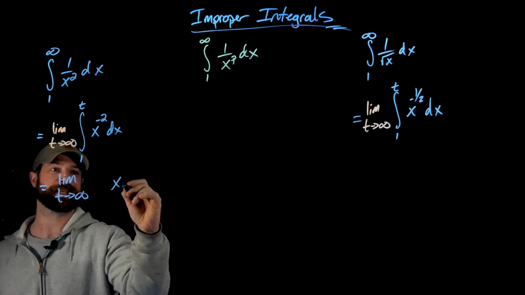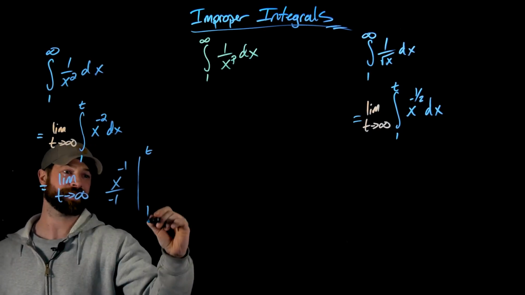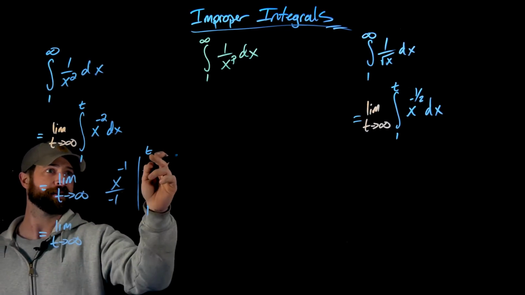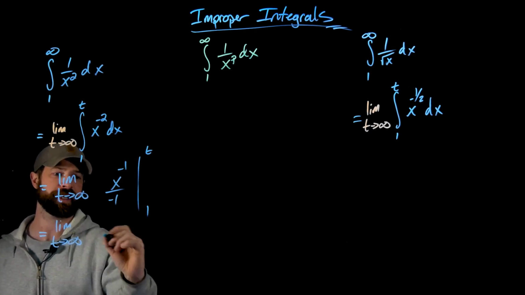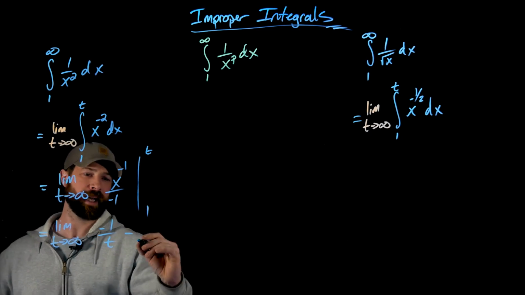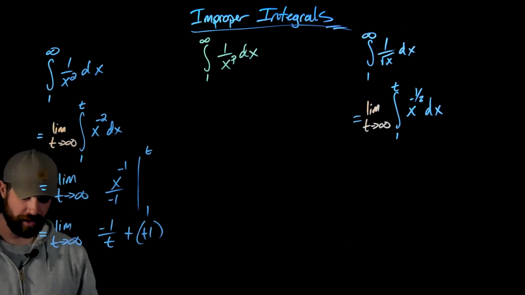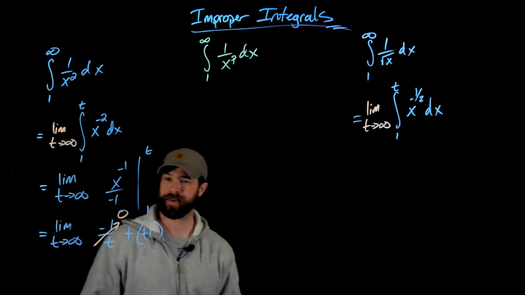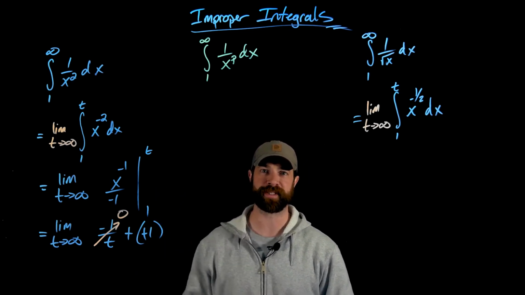We add 1 to that exponent to get negative 1 divided by negative 1, and we're going to evaluate that from t to 1. And so our limit as t goes to infinity is, if I plug in a t here, I'm going to get 1 over t to the negative 1, 1 over t. So this becomes negative 1 over t minus plugging in a 1 right here, and I just get a -1 from that. Clean that up a little bit, make that a positive. Now as t goes to infinity, this right here goes to 0. And so this actually gives me a value of 1, meaning this improper integral converges.